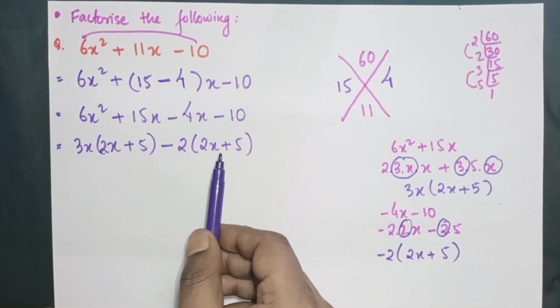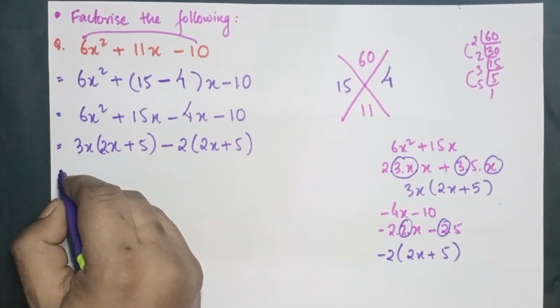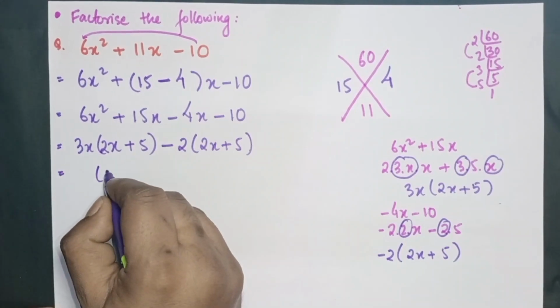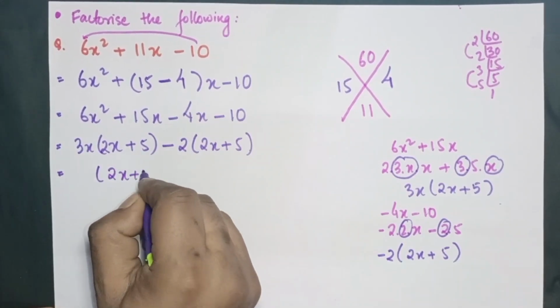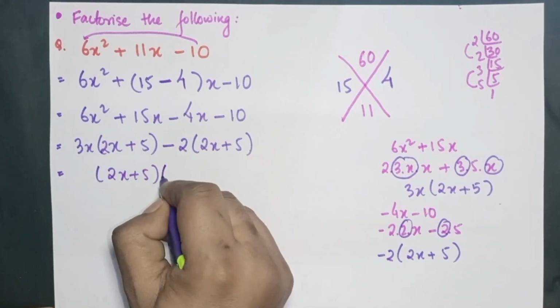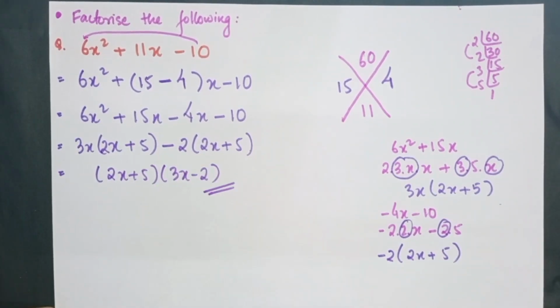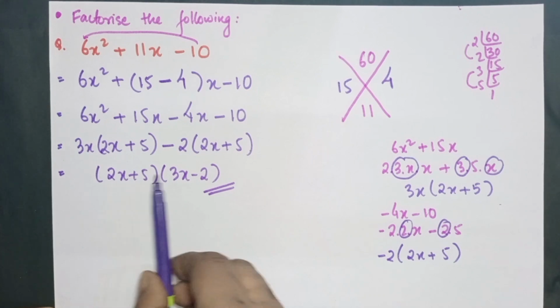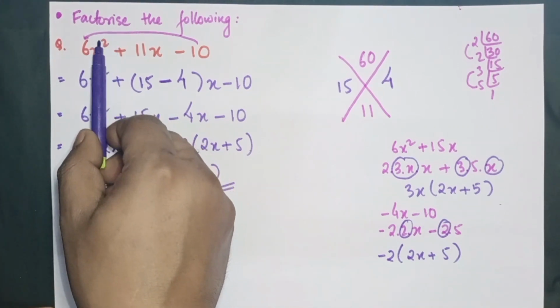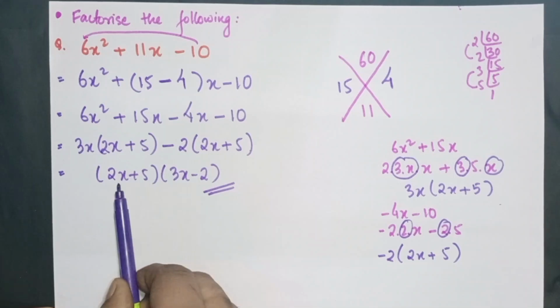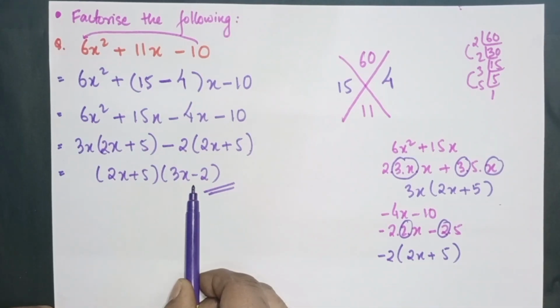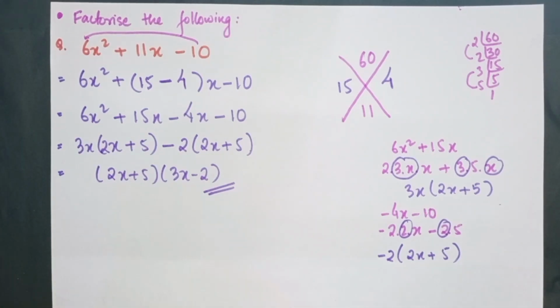Now already I have told you that this bracket has to come the same, so it's the same only. So what will be this? This I can write 2x plus 5, and this in another bracket, 3x minus 2. Okay, so hope you are clear with this. Already I have told you quadratic means 2 degrees, that means there will be 2 factors we will get. So now let's solve another question.